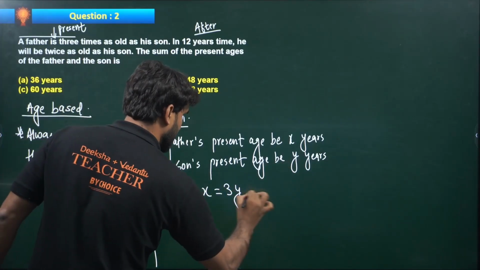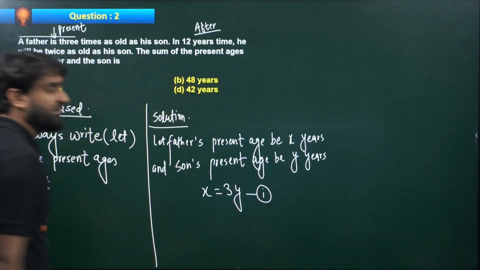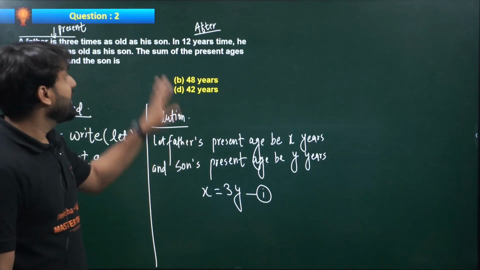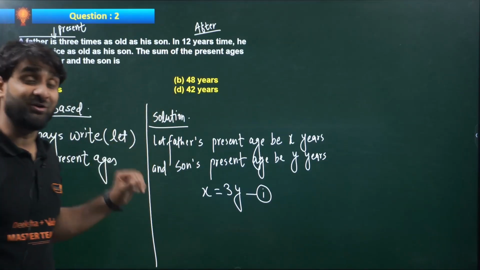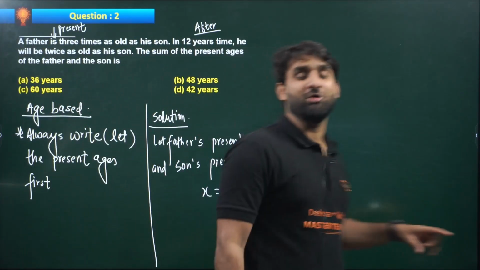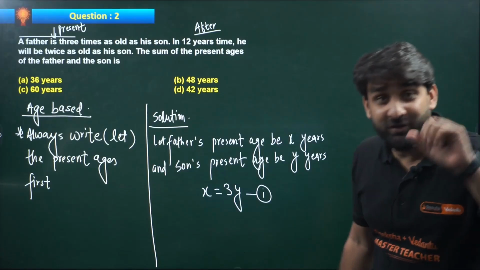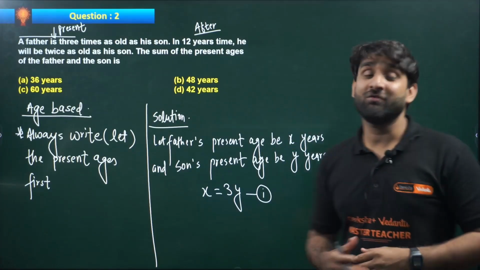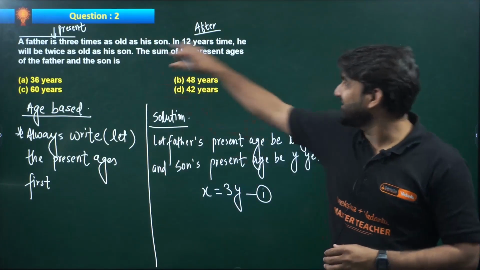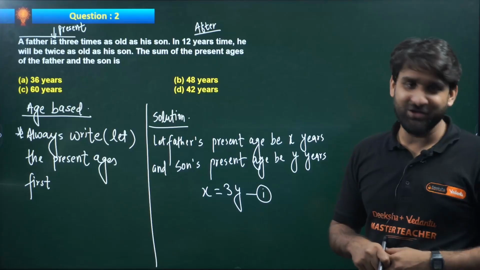So x is equal to 3y. This is the first equation. Clear, everyone? Now read the second information, because we are solving a pair of linear equations. So how many equations do we require? We require 2 equations. So if we require 2 equations, the second information will give you the second equation.